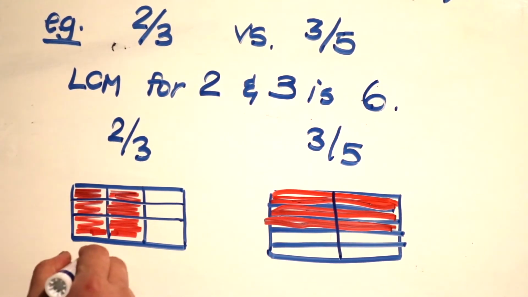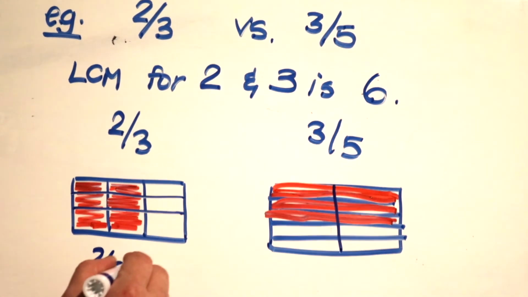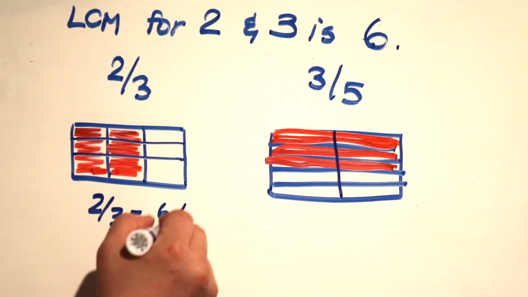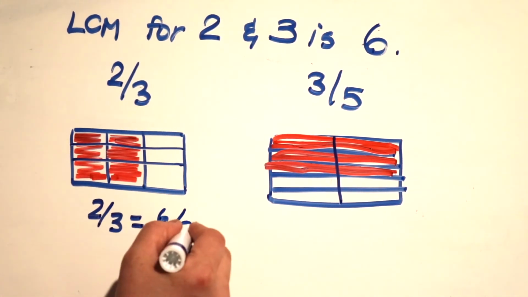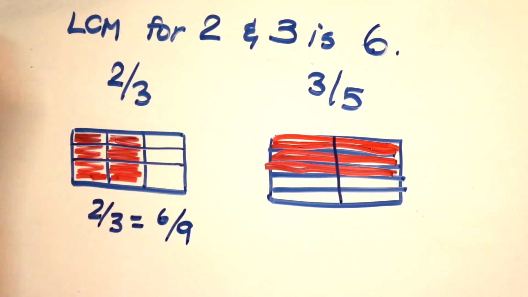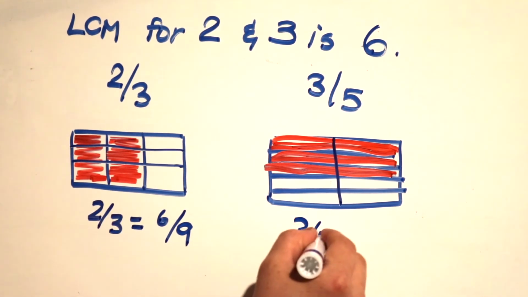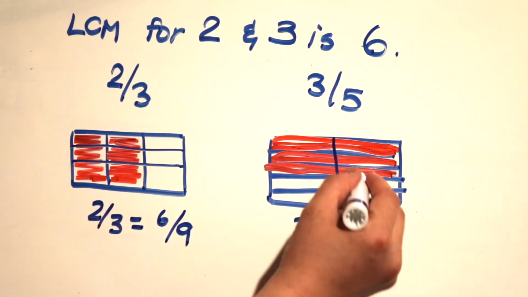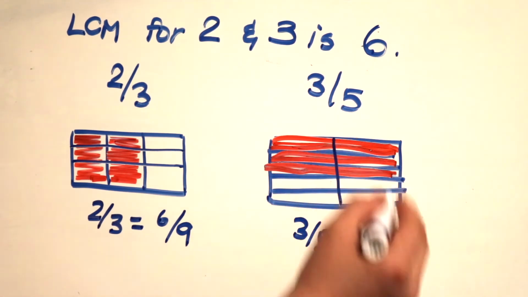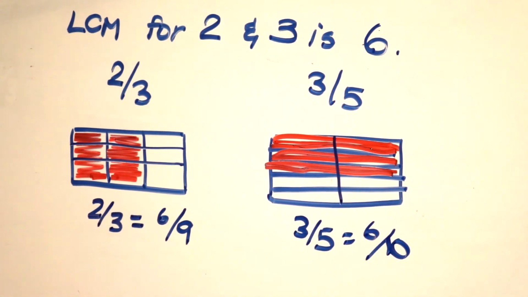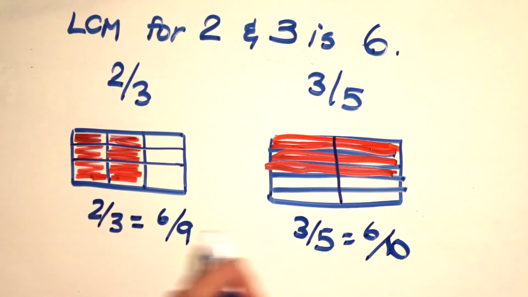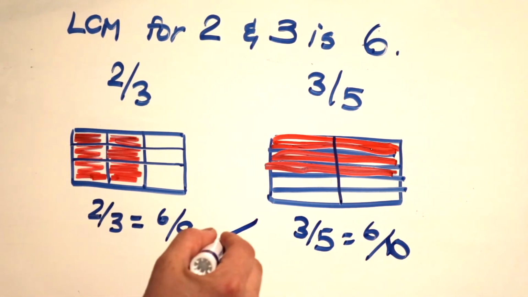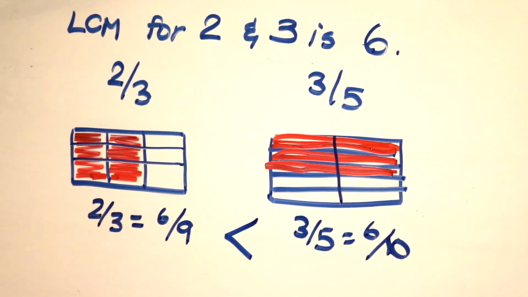Now we have 2/3, which is actually equivalent to 6 out of, and you can see this is out of 9. And our 3/5 is going to be 1, 2, 3, 4, 5, 6, except it's now going to be out of 10. And you can see it's very close. One is 6 out of 9 and one is 6 out of 10. So therefore we know 3/5 is greater than 2/3.